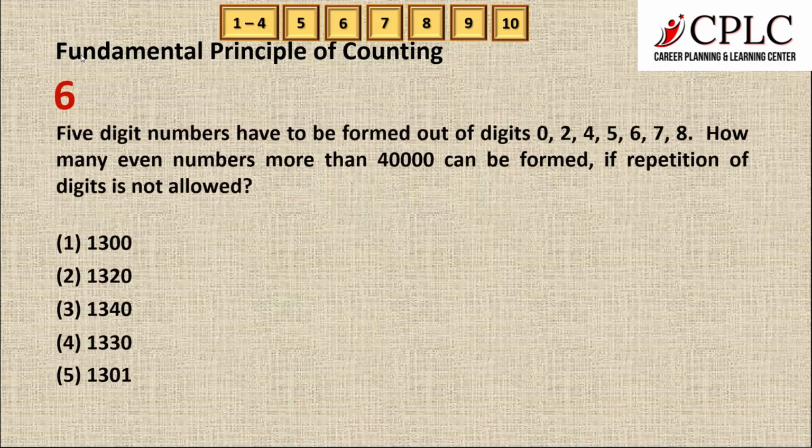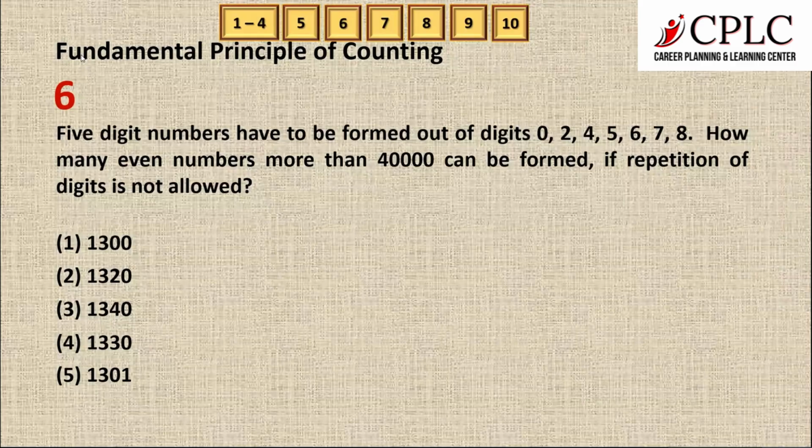Moving to the next question. 5-digit numbers have to be formed out of digits 0, 2, 4, 5, 6, 7, 8. How many even numbers more than 40,000 can be formed? Repetition of digits is not allowed. In the previous question, nothing was mentioned about repetition, hence we assumed that the digits can be repeated. In the sixth question, they specifically said that repetition is not allowed.